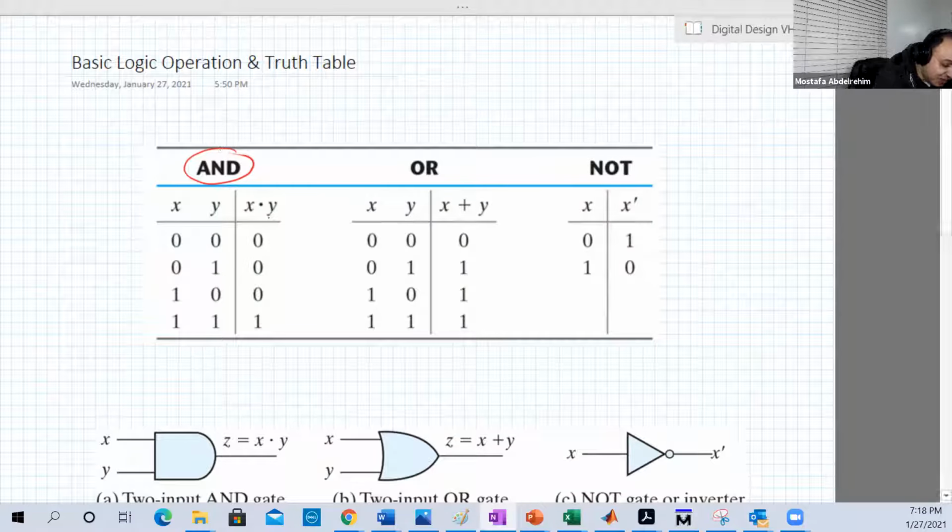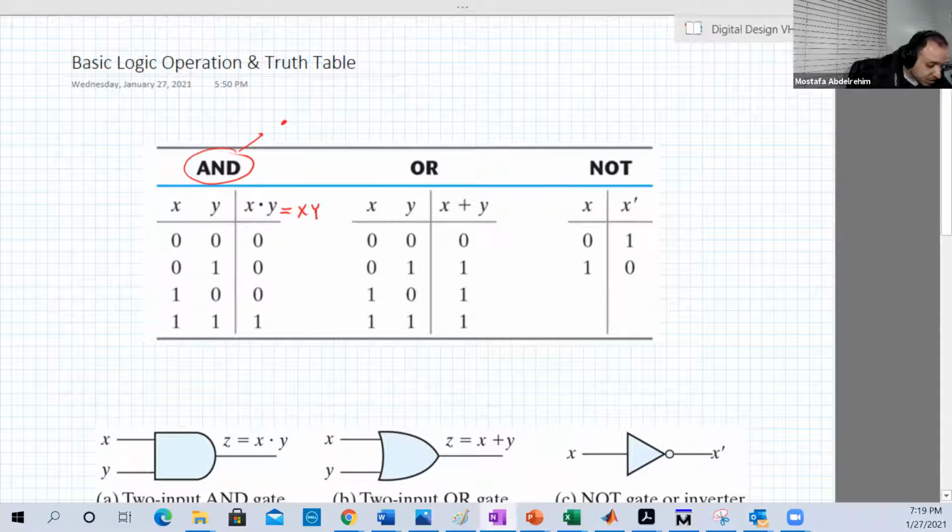So this is the first function, and. Okay, and here is x and y, and the symbol for and is either a dot like this or a period, or you don't do anything. I mean, you just put the two symbols together. So you can write this in that way as well, xy, and that's it.